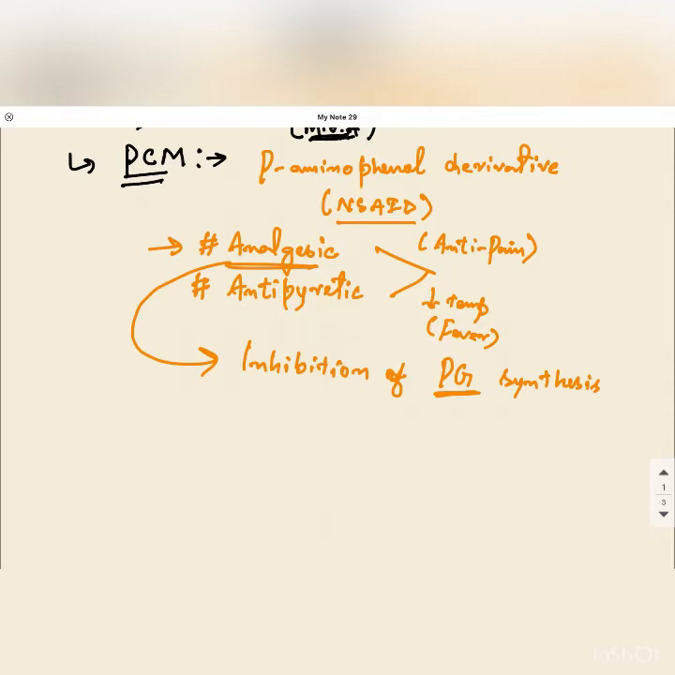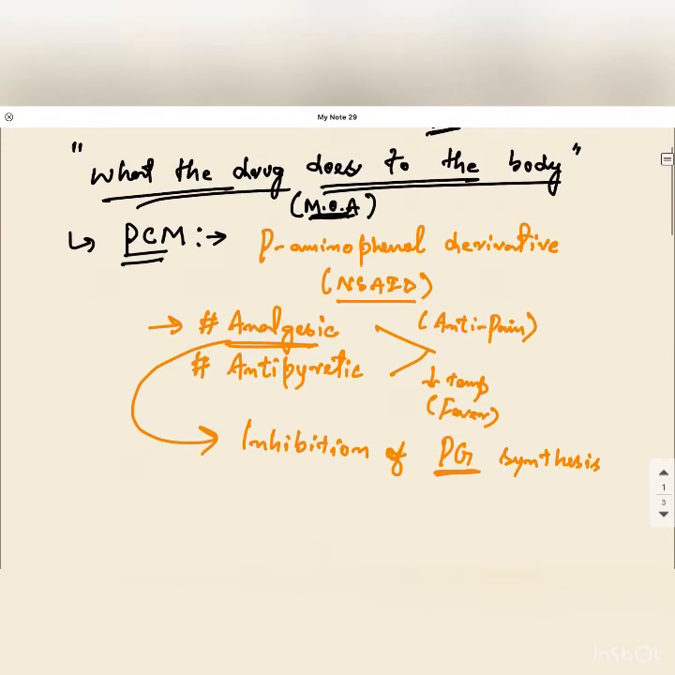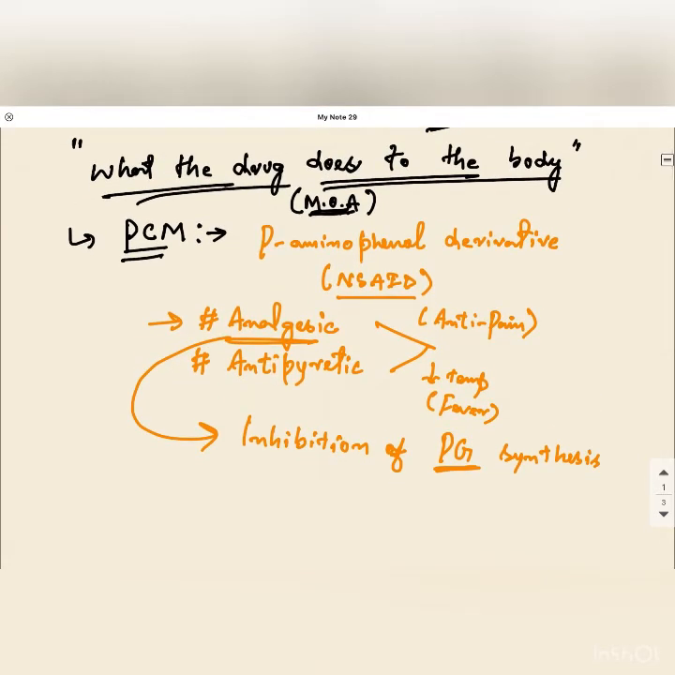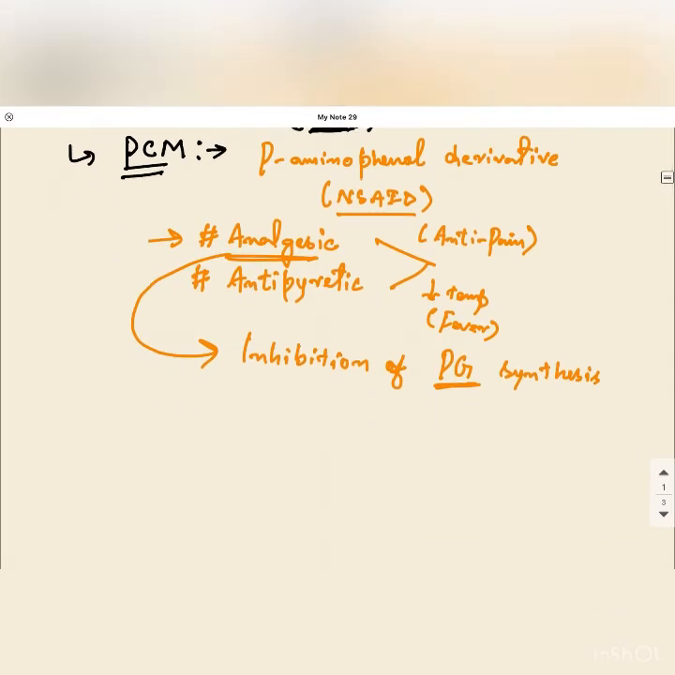Later on we will discuss what this is, what that is, what it includes, and how it acts at the cellular level, macromolecular level, or organ level. That will be discussed later on. Right now, what I need to make clear is how it shows a proper biochemical and physiological effect. The mechanism of action behind both these effects, analgesic and antipyretic, is the inhibition of prostaglandin synthesis.